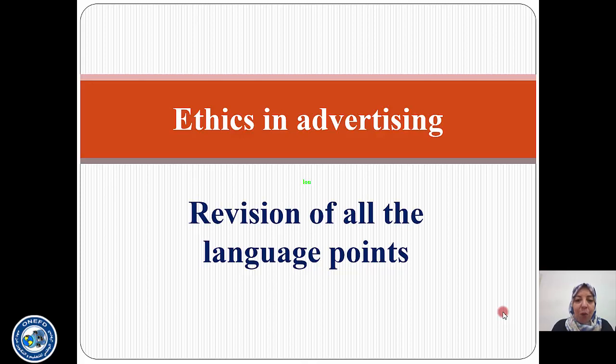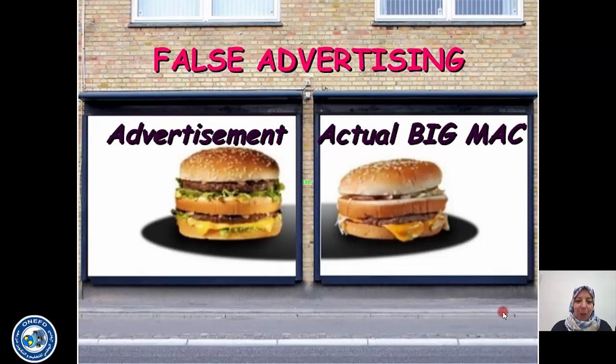Okay? So let's start. In this picture, we are contrasting two burgers. In the first one, you can see a very nice burger, a high one that is attractive, appetizing. This is how it is shown in the advertisement. But in reality, the actual Big Mac is less attractive and less appetizing. So why is it shown in the advertisement in this way? Simply to attract more people.